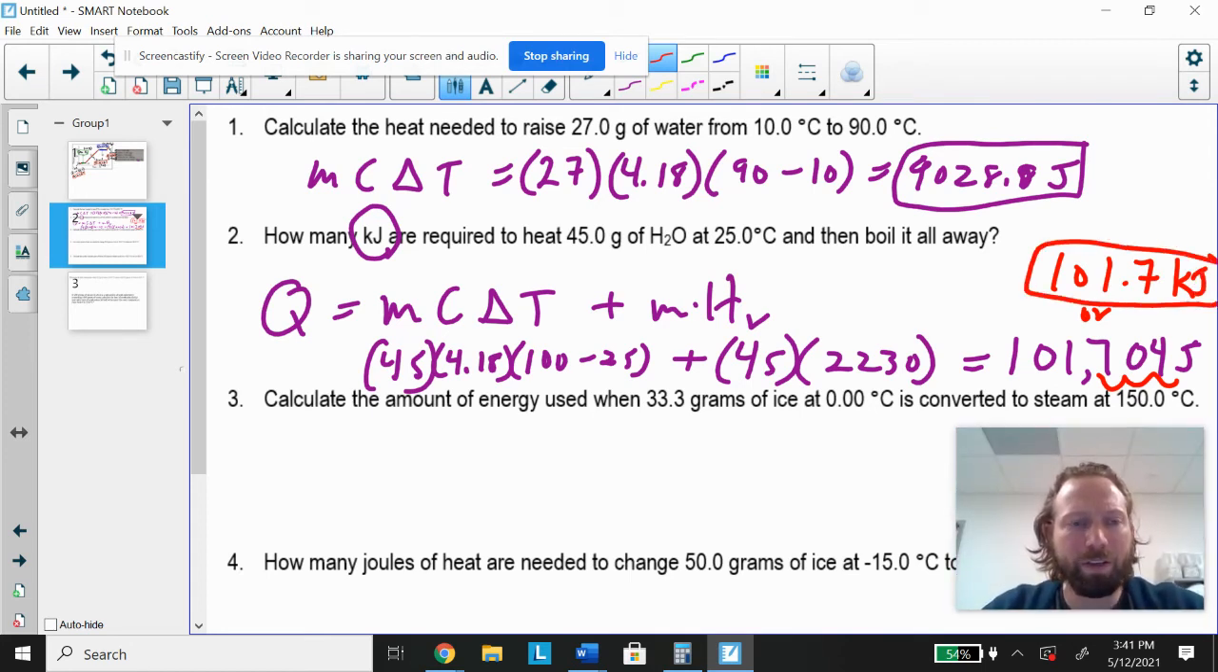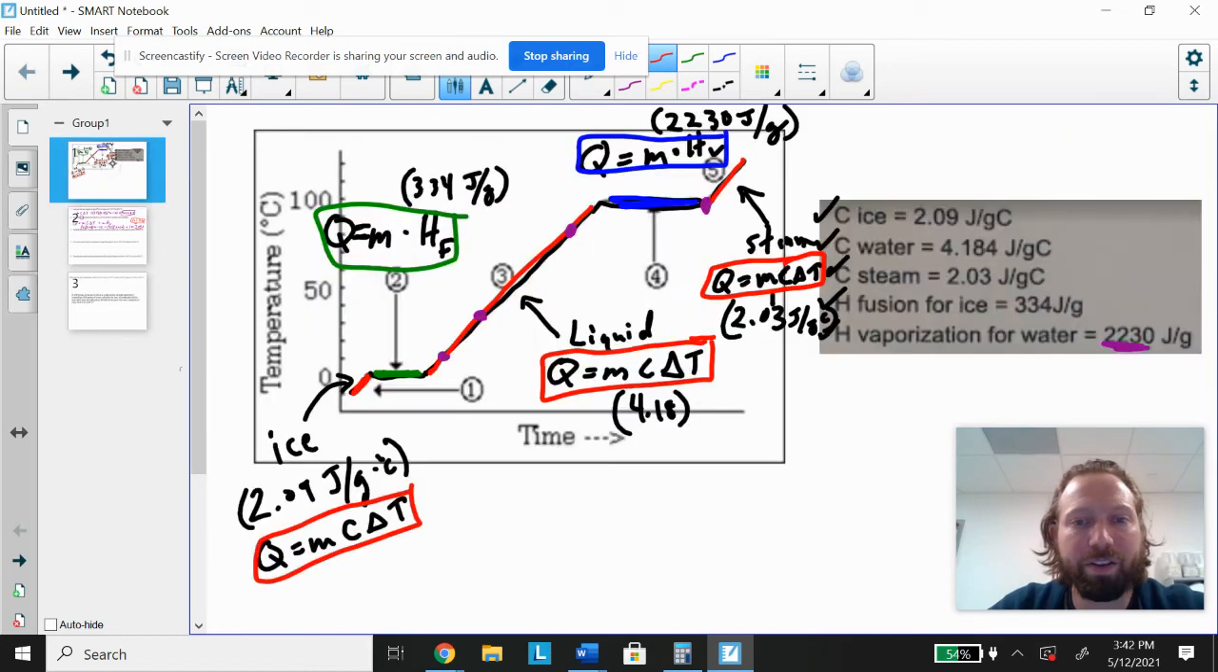Okay. Next, calculate the amount of energy used when 33.3 grams of ice at 0 degrees Celsius is converted to steam at 150 degrees Celsius. So again, we go back to where we start.